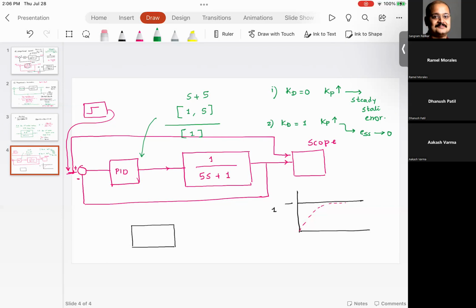Next thing I want to ask you is remove the step response and add a sinusoidal response. So please remove this step input.